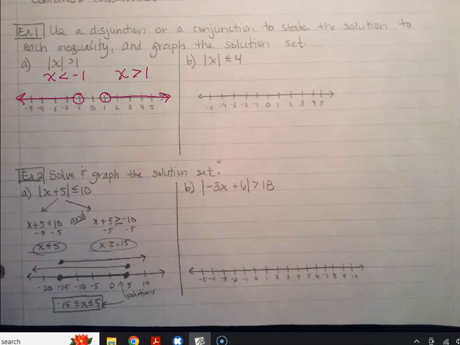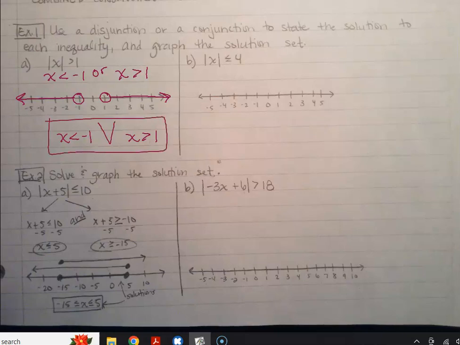Okay, so we stated the solution kind of, and we've graphed it. The reason I say kind of is we don't have if this is an or or an and. Is the x in the middle? No. Then it's not an and. It's an or. So you can say or here, or you could have used the or symbol. Which one is the or symbol? The V. Okay, there you go. Perfect. All right, let's look at the next one.